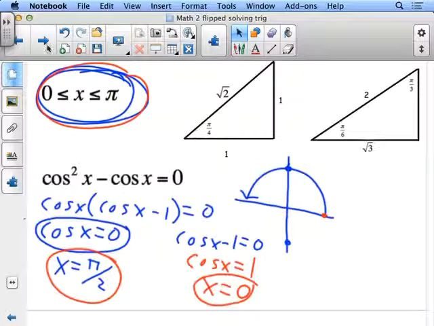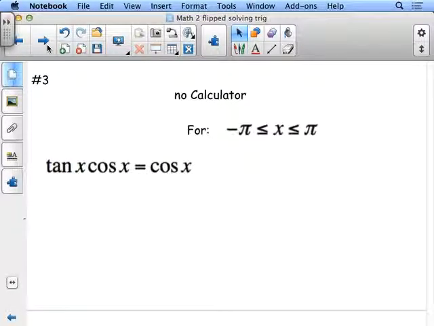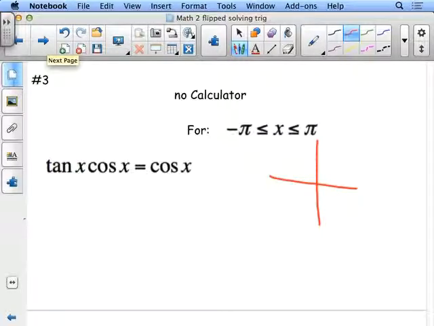Okay, next one. Solving this one. Give you a little time. Try to solve this. Now, since my range goes from pi to negative pi, it can be anywhere in that circle, but I have to go in those two directions.